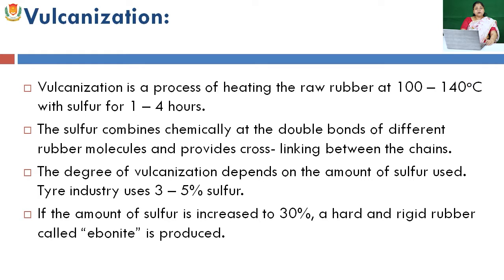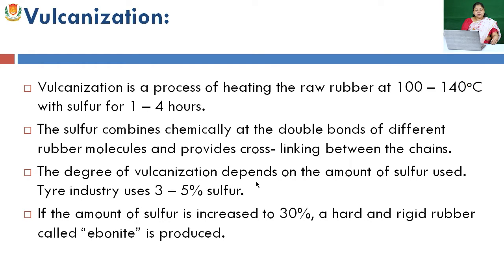Now, when we chemically synthesize rubbers, or we process rubbers by inserting some other compounds like sulfur, the properties of rubber can be changed. These changed properties are termed as vulcanization of rubber. Vulcanization is a process of heating of raw rubber at 100 to 140 degrees centigrade with sulfur for 1 to 4 hours.